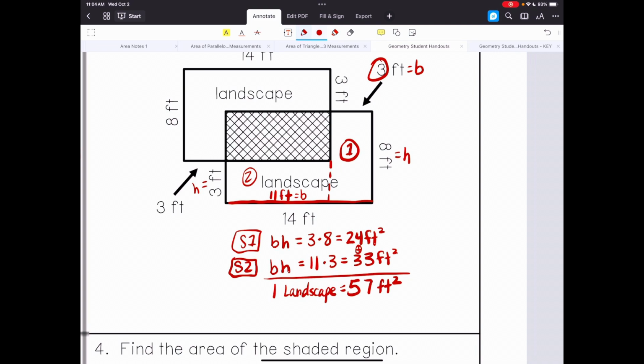And we already identified that they are exactly the same on both sides of that lattice, that patio area. So we're going to double this. We're going to times this by 2. So 2 times 7 is 14. 2 times 5 is 10 plus the 1 is 11. And that's 114 feet squared as my answer.